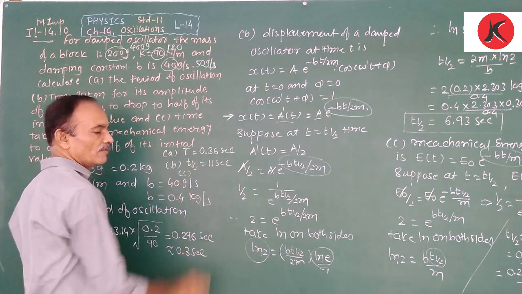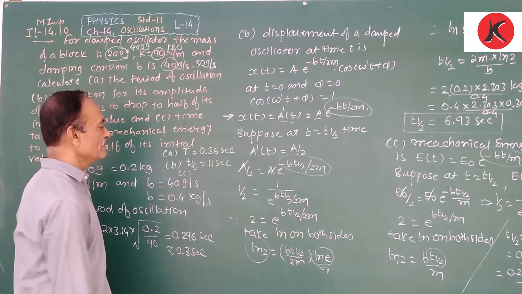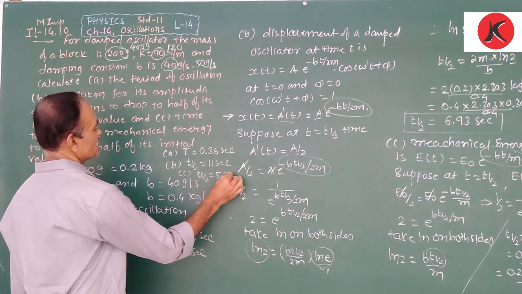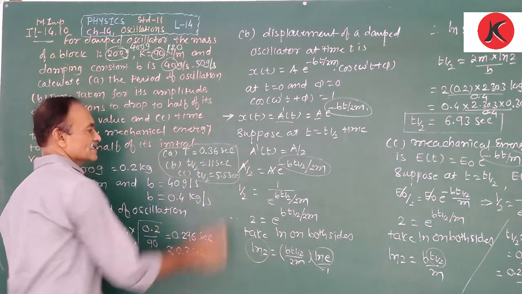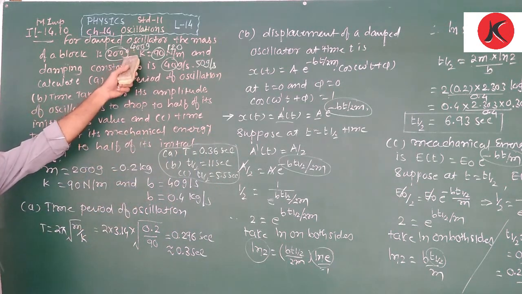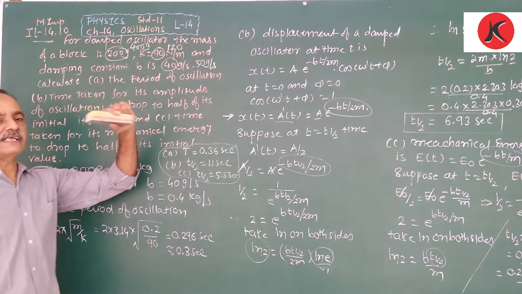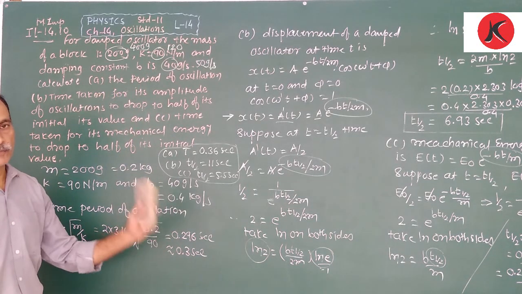And the time for which the mechanical energy becomes half of its initial value, tau half is equal to 5.5 seconds. That is the answer of the extra numerical. Again, m is equal to 400 gram, k is equal to 120, and b is equal to 50 gram per second. Calculate yourself for practice.